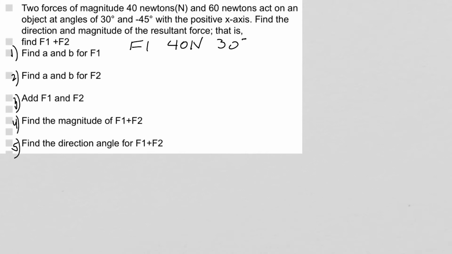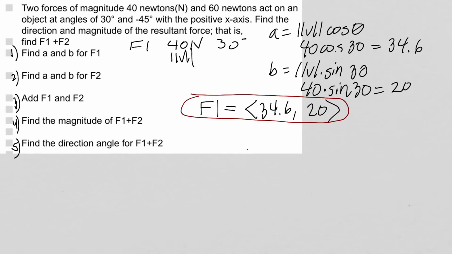Okay, so first, finding A and B for force 1. Force 1 is going to be the 40 newtons of force at the 30-degree angle. So this is going to be my magnitude here, and this is going to be my angle, 30. So I'm going to be using that A and B formula. For force 1, the magnitude times the cosine of the angle, 40 times cosine 30. Also for B, 40 times sine 30. This is my A and B for force 1.